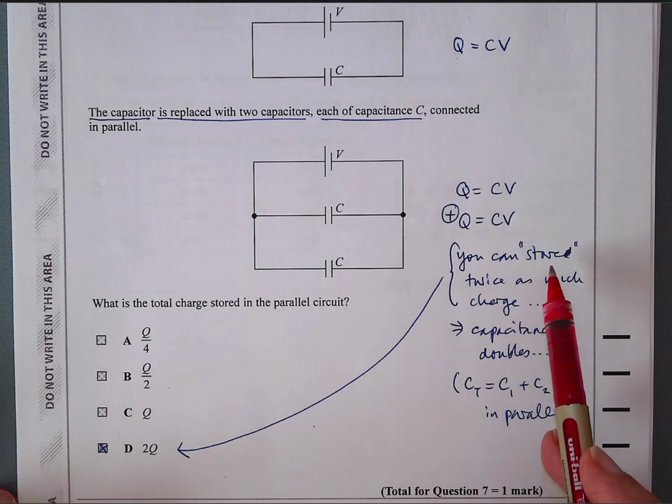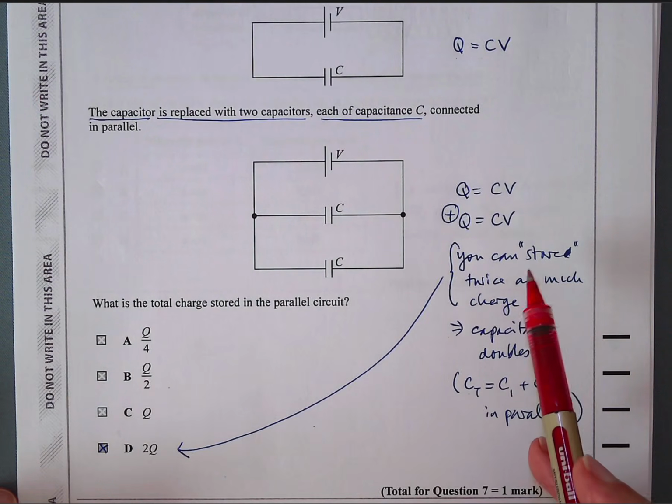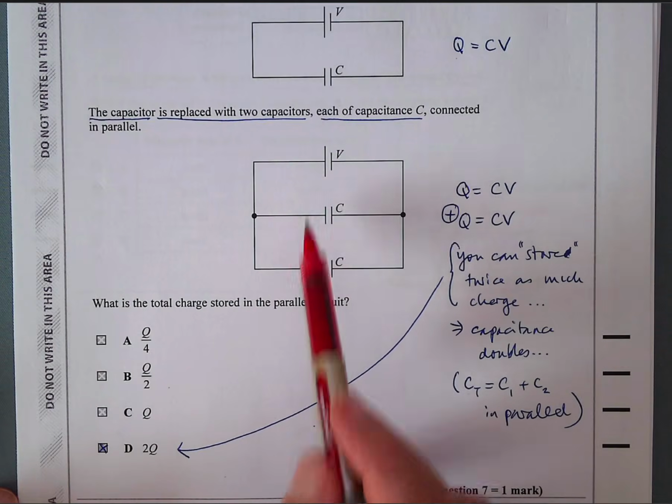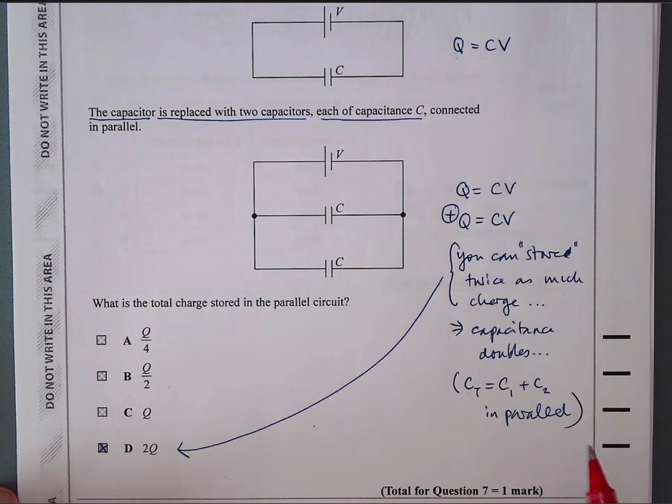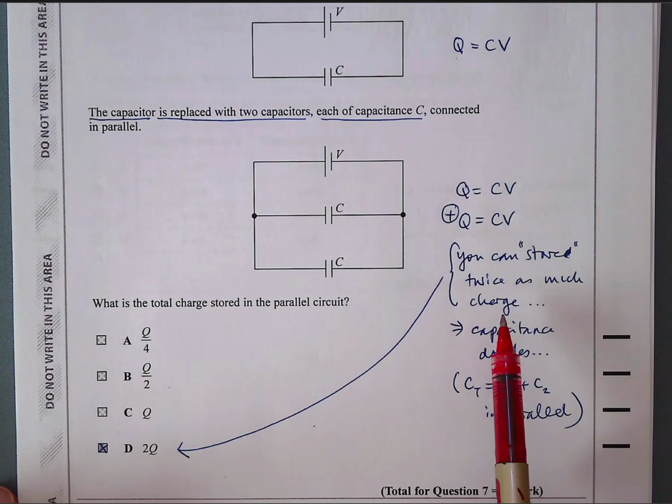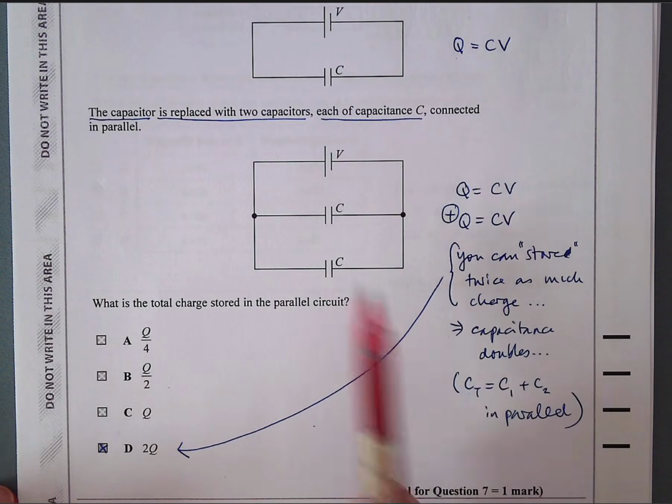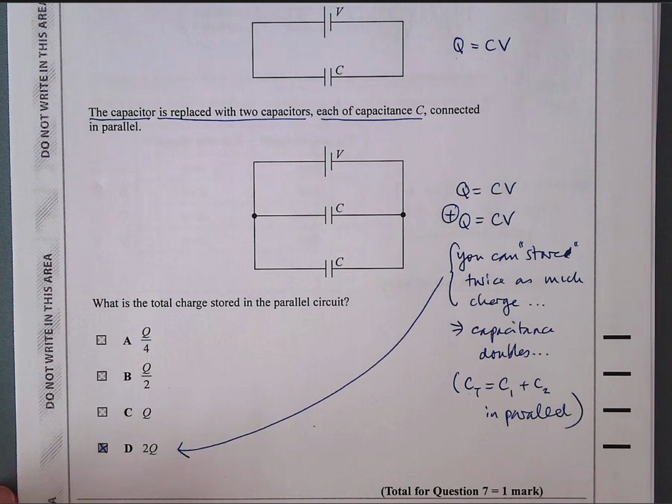Store is a loosely used term, because you're actually not storing it. You're separating the charge between the positive side of the battery and the negative side. So it actually separates charges out. So you're kind of storing electrical energy in the capacitor temporarily. So each one gets a charge of Q, so the total charge is 2Q. Okay, D.